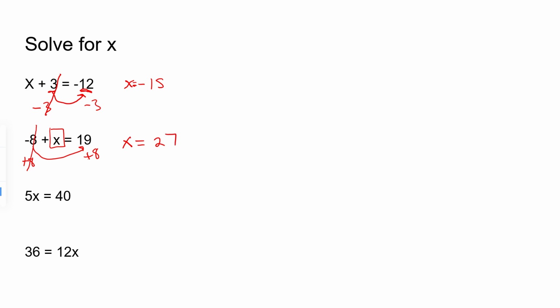For this one, we have 5 times x. Now with multiplying, we have to divide it away. So if we have 5 times something, we would divide away the 5 part. So to isolate the x, we divide away the 5, and that gets rid of the 5 on that side. Anything we do to that side, we have to do over here, so we're going to divide away the 5 on this side. x equals 40 divided by 5, which is 8.